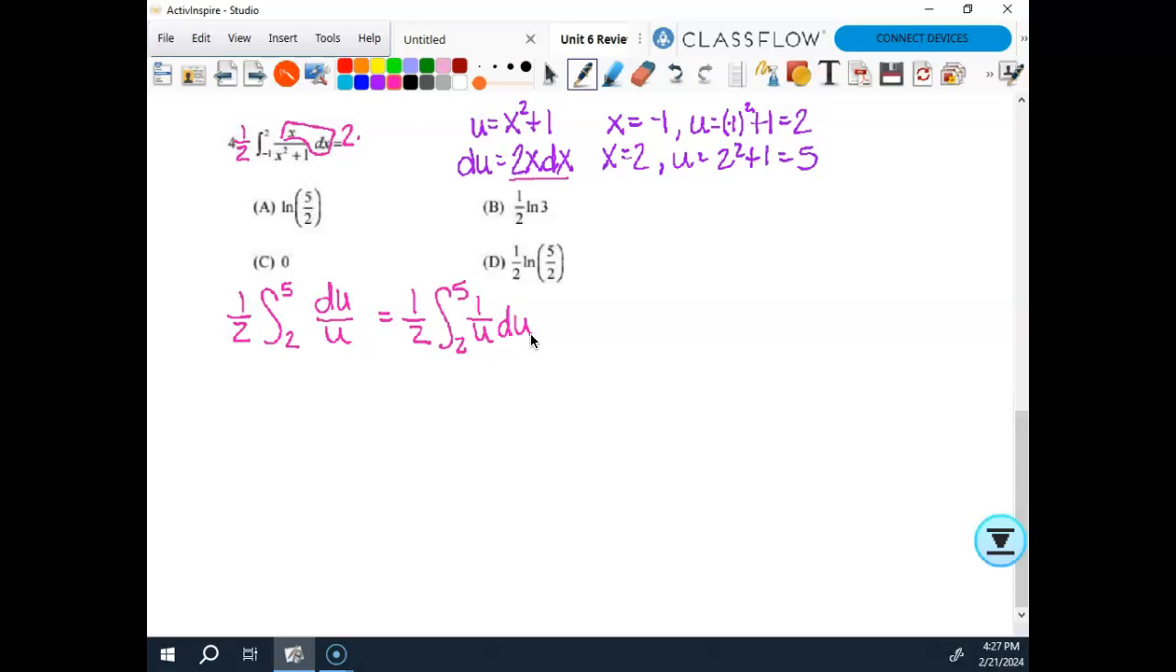Now here I did see from more than one person at this point kind of drop the integral sign and start evaluating and then wonder where the heck did the natural log come from? Well, that's because you didn't actually integrate. Remember, you have to integrate and your notation has to be correct here.